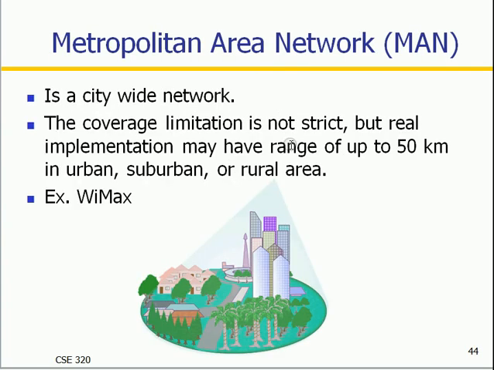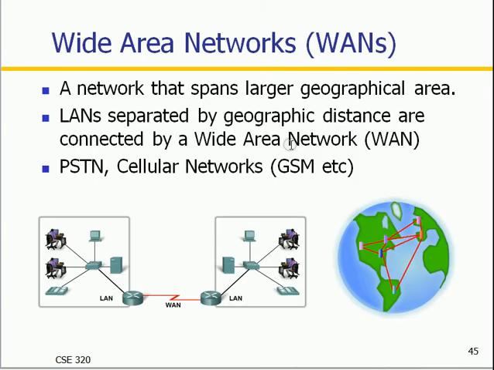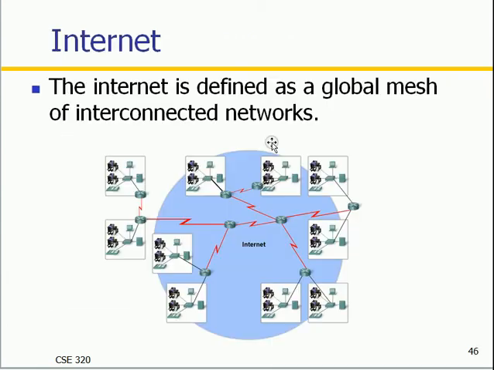MAN, metropolitan area network. It's a city-wide network. For example, QB, Banglalion, WiMAX, that's similar to MAN. And WAN is something that spreads over a huge geographical area. So phone networks and things like that fall under WAN, wide area networks. So that's all for the first slide.